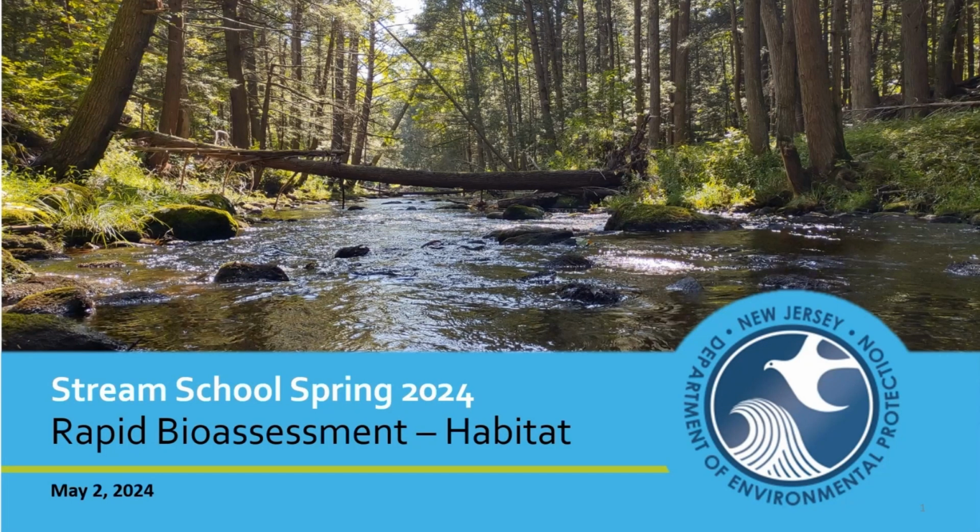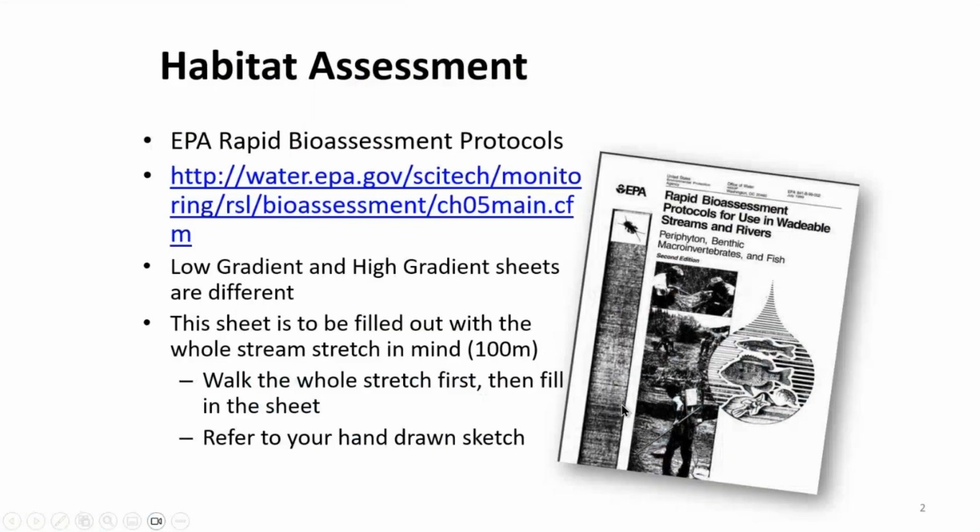This is called the Rapid Bioassessment Protocol. It was developed by EPA. At first, it's not going to seem rapid at all, but once you get the hang of it, it will be. There are different data sheets for low gradient versus high gradient. Some of the questions are very similar and some are a little different. I think everybody on the call tonight is working in high gradient streams.